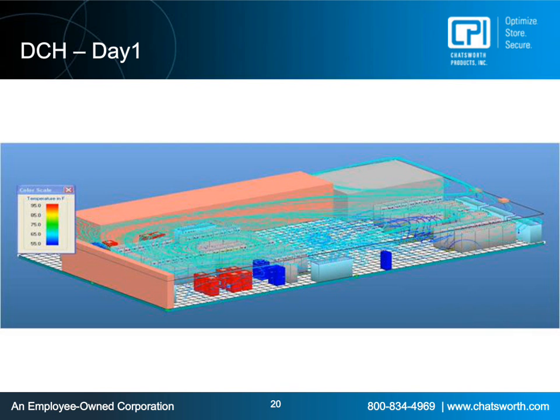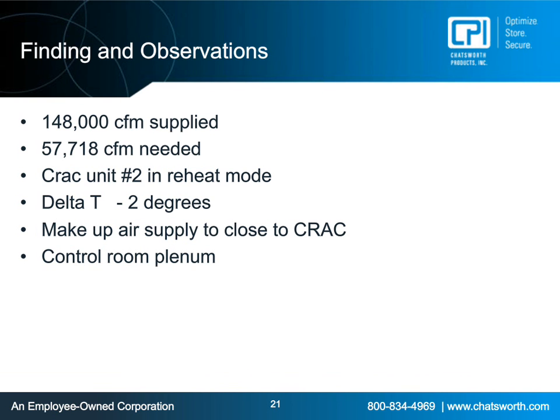Then we went out on site. You can see from this graphic that they had some problems. They had a huge cyclone in the center of their data center. They were mixing air left and right. They didn't know what to do. So after our analysis, our findings were they had 148,000 CFM that they were supplying. We did the calculations with their racks and what they had in their data center, and they only needed 57,000 CFM. CRAC unit number 2 was in reheat mode.